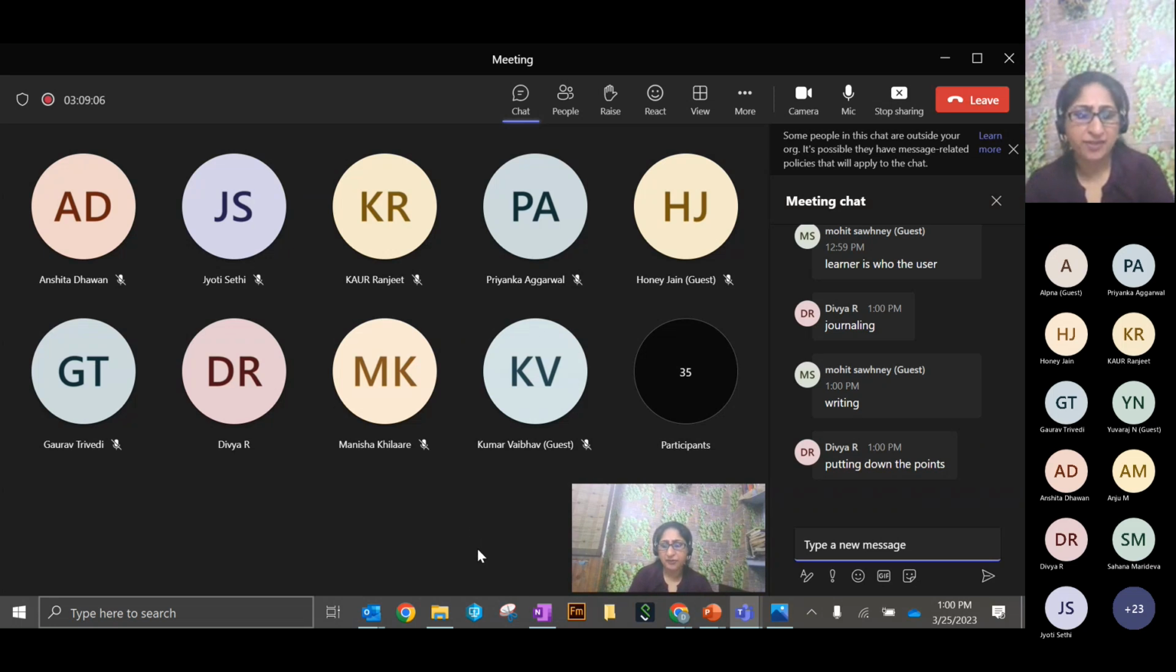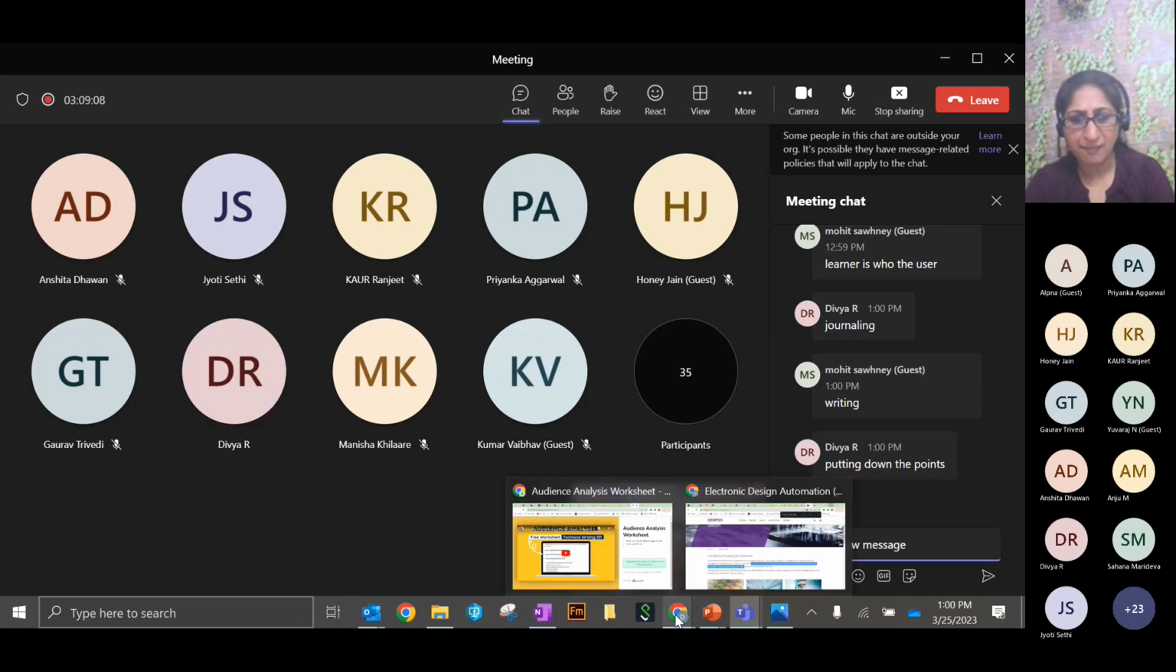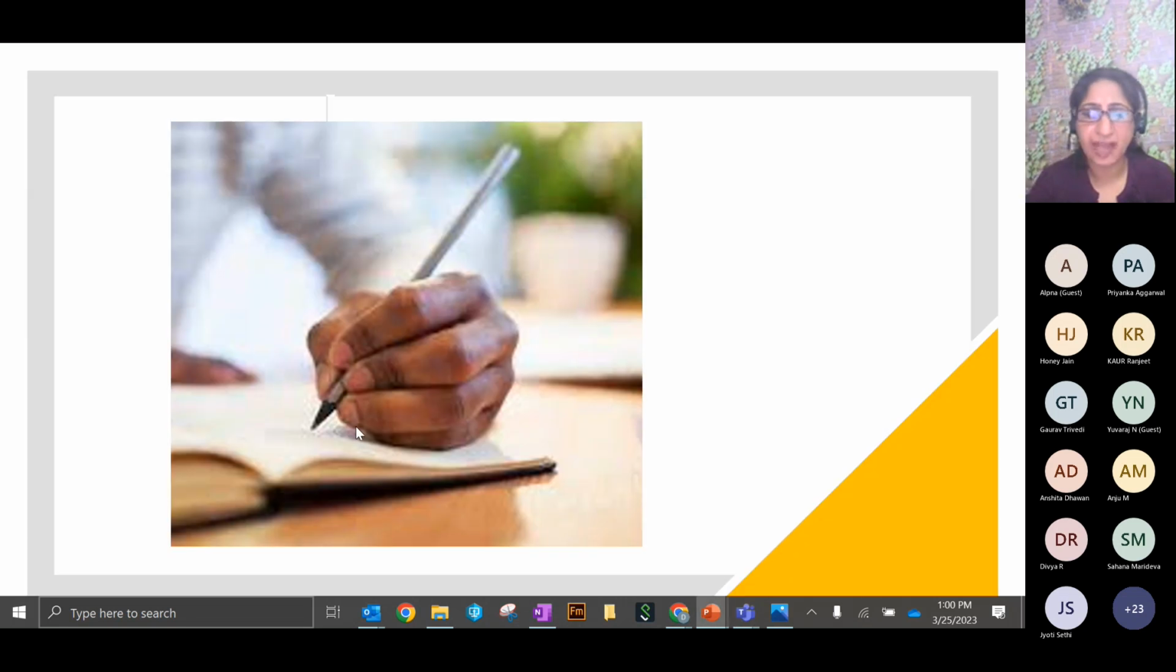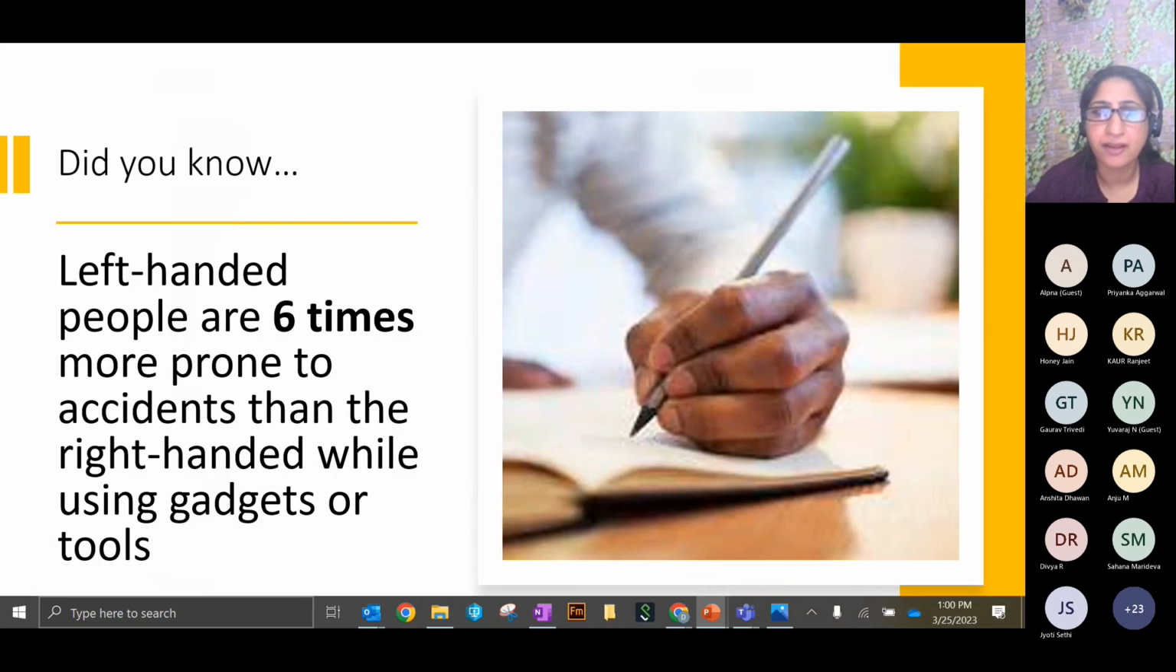So if there is writing, do you see that it's happening with a different hand? It's happening with the left hand. Now, did you know that left-handed people are 6 times more prone to accidents than right-handed people while using gadgets or tools? Any guesses why?